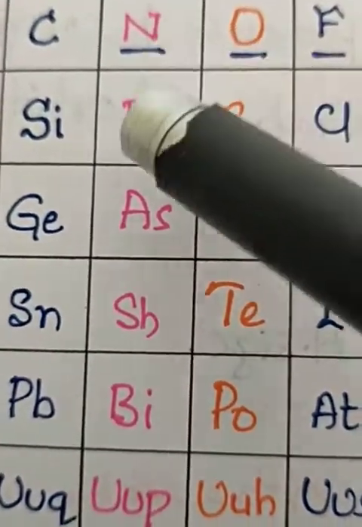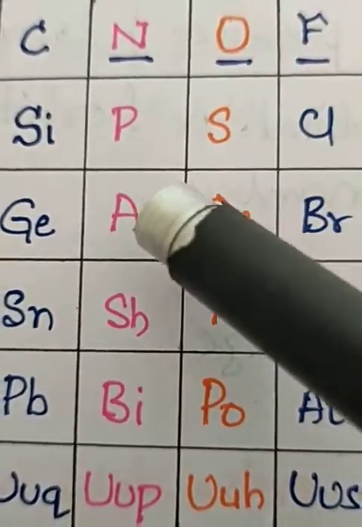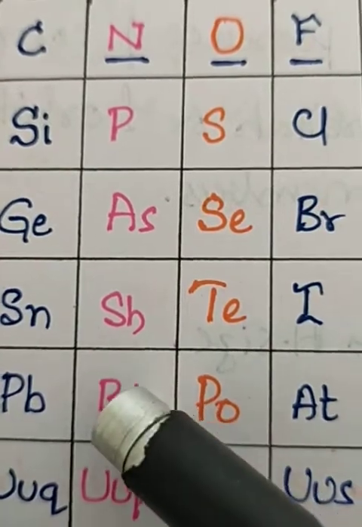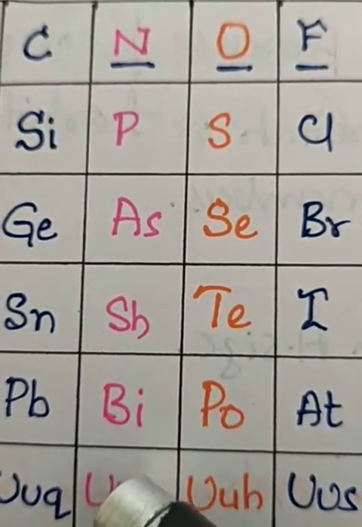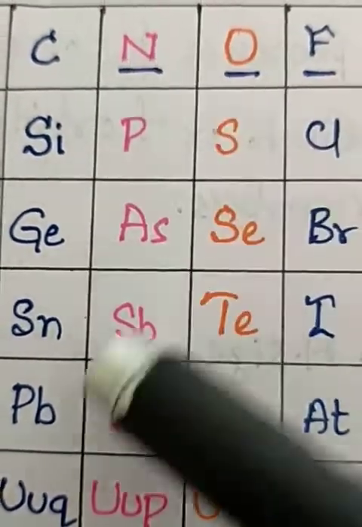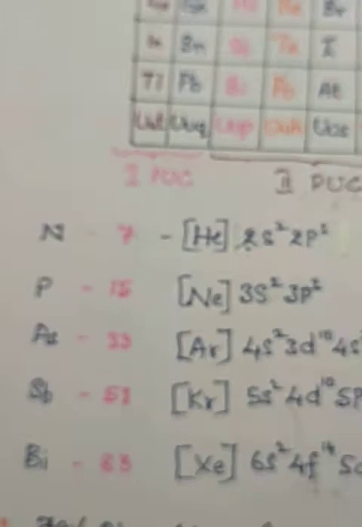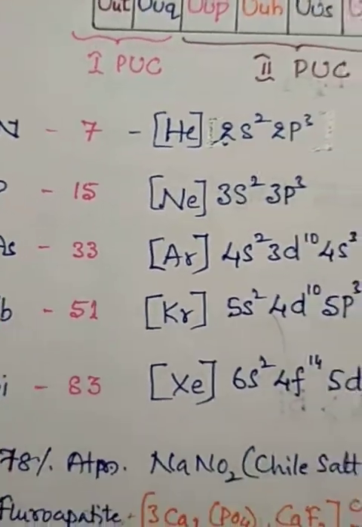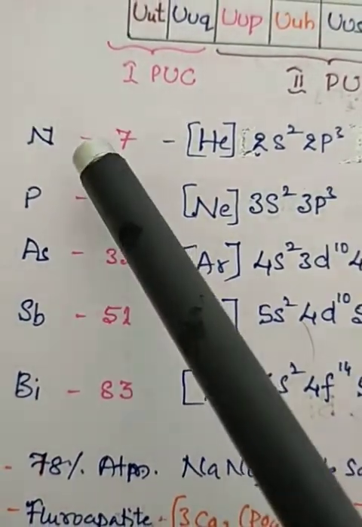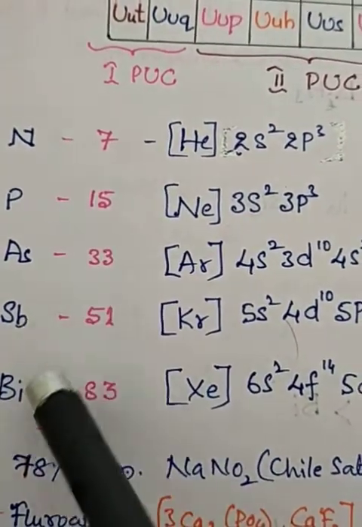As I told you: nitrogen, phosphorus, arsenic, antimony, bismuth. Then this is the last element, and we are not going into this one. We just learn up to nitrogen to bismuth. Then we come to the electronic configurations and atomic numbers of the 15th group elements. This is only the 15th group elements: nitrogen, phosphorus, arsenic, antimony, bismuth.